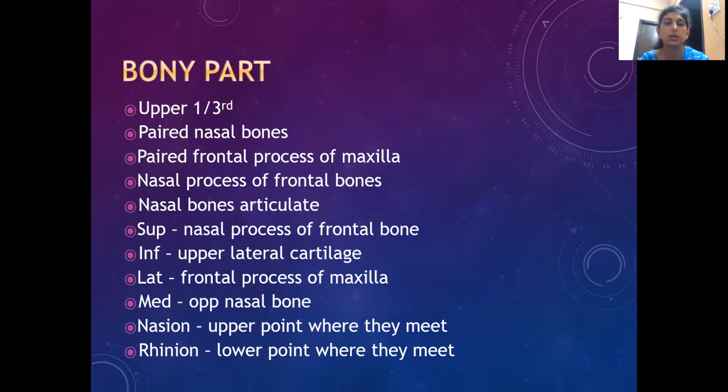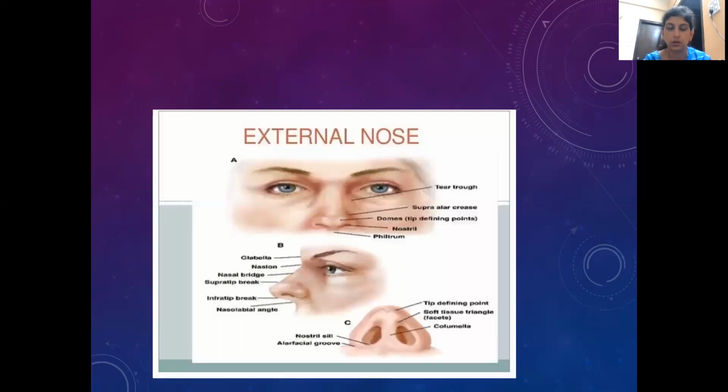Two terminologies, that is nasion and rhinion. Nasion is the upper point where they meet, and rhinion is the lower point where they meet. In this picture, this is the nasion.